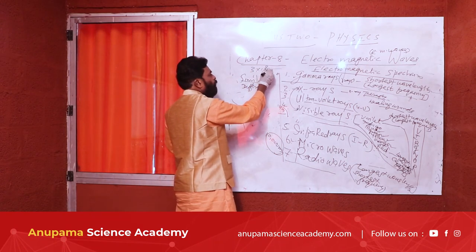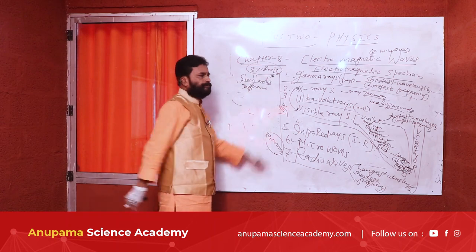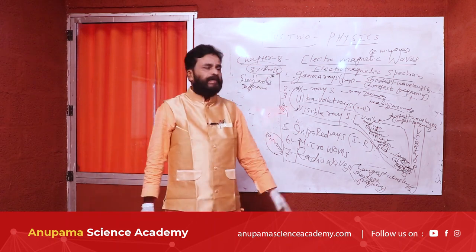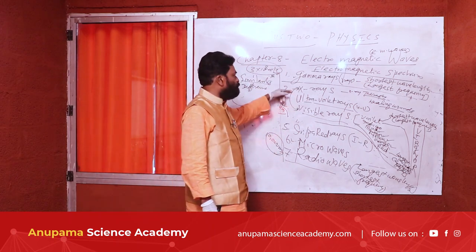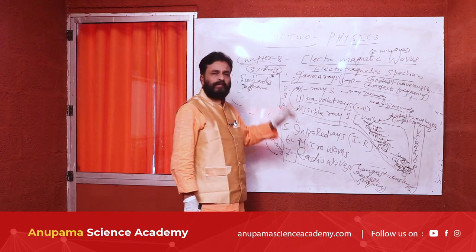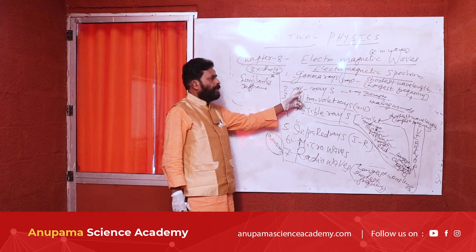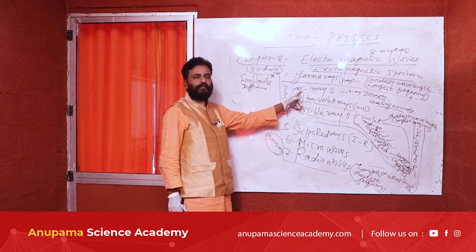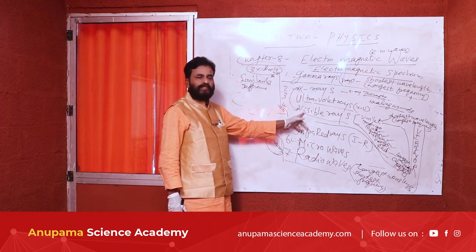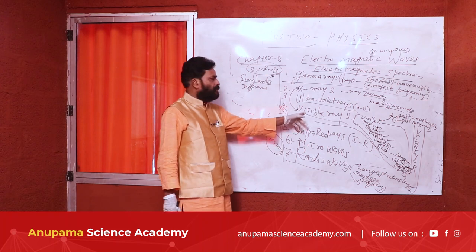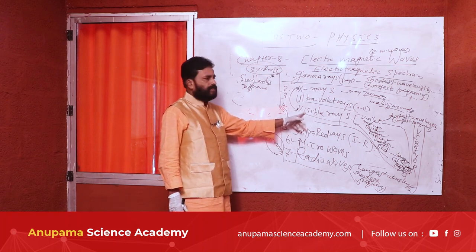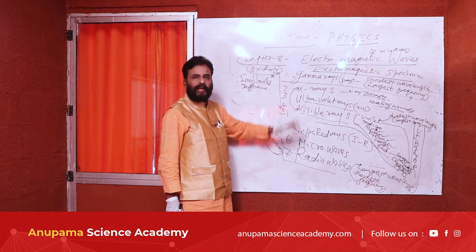3×10⁸ meter per second. All the members are traveling with the same speed, all are EMWs. So same speed for X-rays and visible light. Main differences: X-rays are not visible to human eyes. Visible light means visible to human eyes. X-rays are not visible to human eyes.